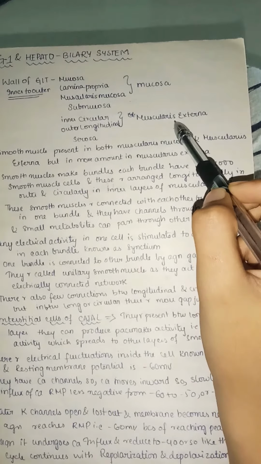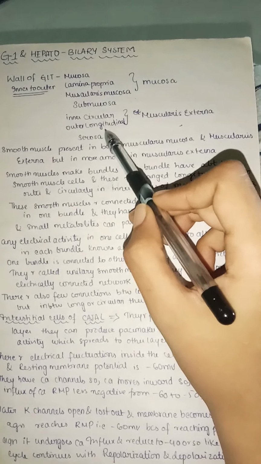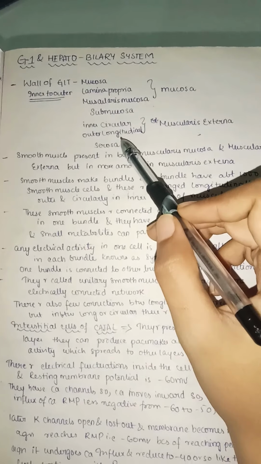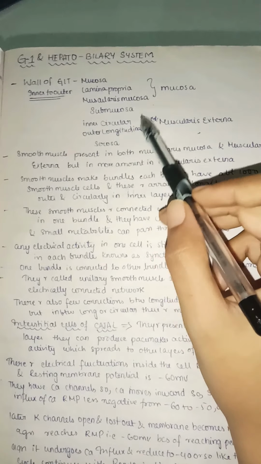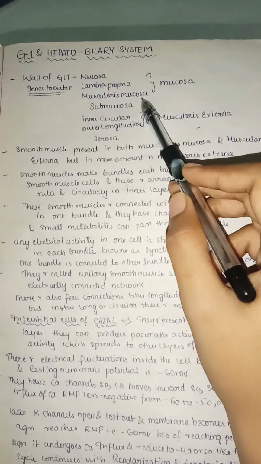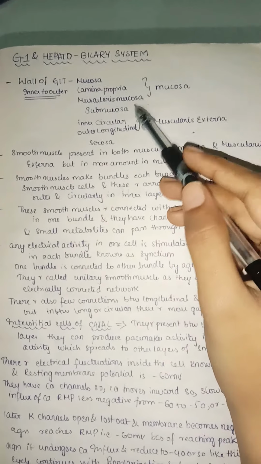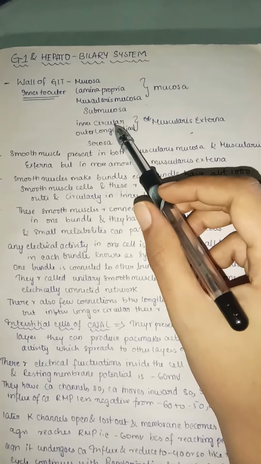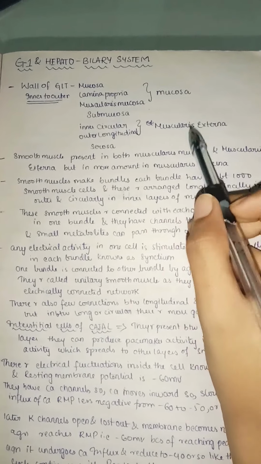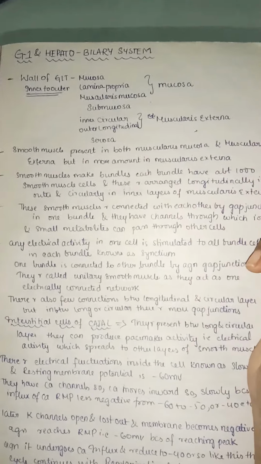Why does muscularis externa have more smooth muscle? Because you can see here it needs to form an inside circular layer of smooth muscle and an outside longitudinal layer, whereas even in muscularis mucosa we have smooth muscle but not that much. So you can remember, whenever you get inner circular, outer longitudinal muscle, it's muscularis externa containing a lot of smooth muscle.